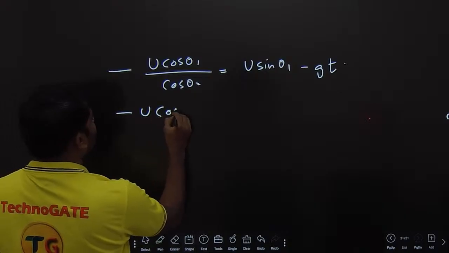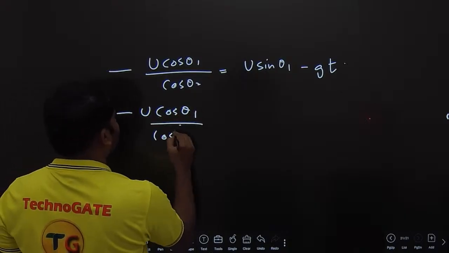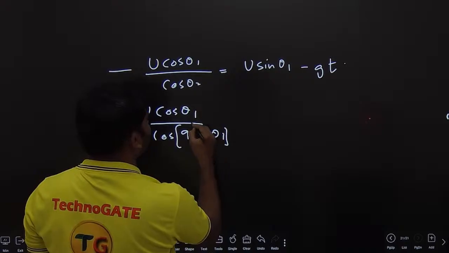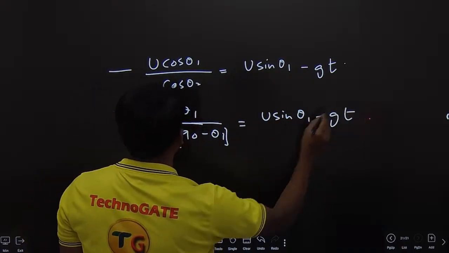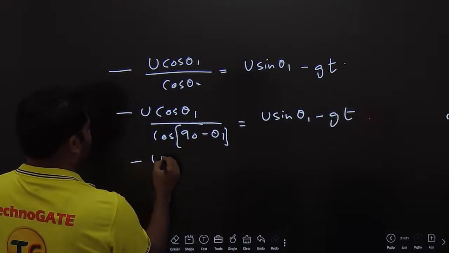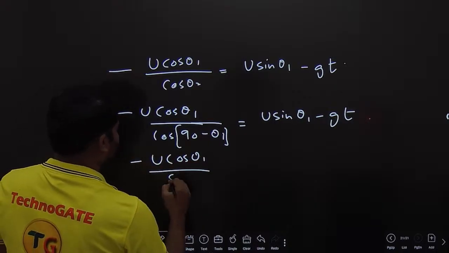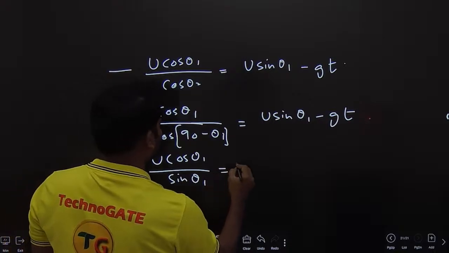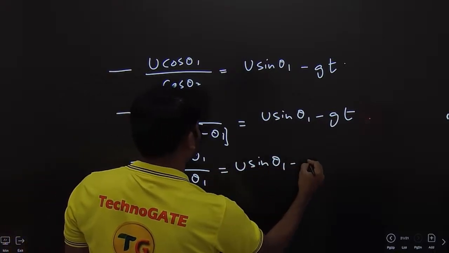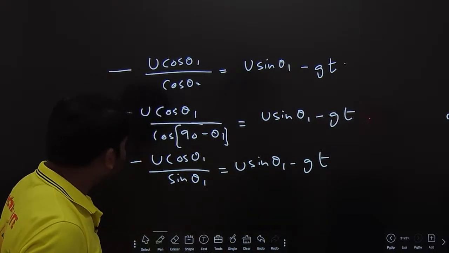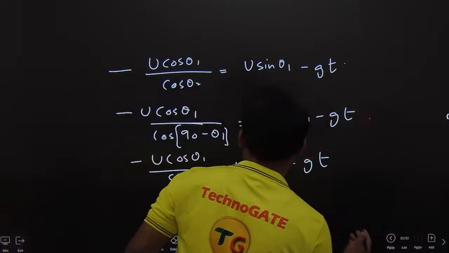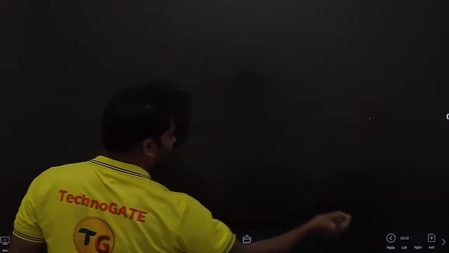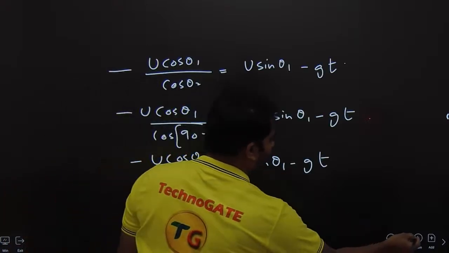Minus u cos theta 1 by cos of 90 minus theta 1 is equal to u sin theta 1 minus gt. So if you simplify this, minus u cos theta 1 by sin theta 1 is equal to u sin theta 1 minus gt. Where is the problem here? Okay, that's okay, we'll do the calculation. So I will bring the left hand side to the right hand side: u sin theta 1 minus gt.